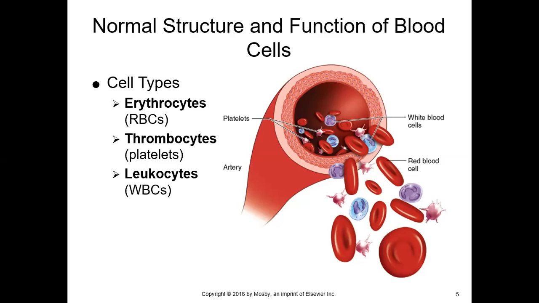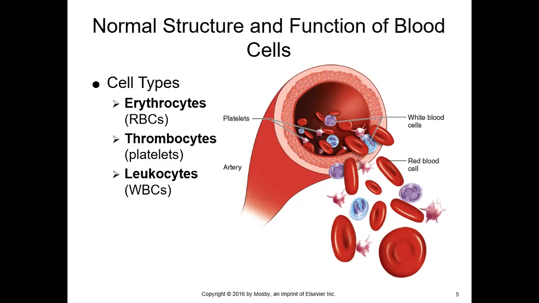So we have the total number of red blood cells in the red blood cell count. We have hemoglobin, the oxygen carrying capacity in the red blood cells. And then we have hematocrit, which is the percentage of all the blood cells that the red blood cells make up, okay?